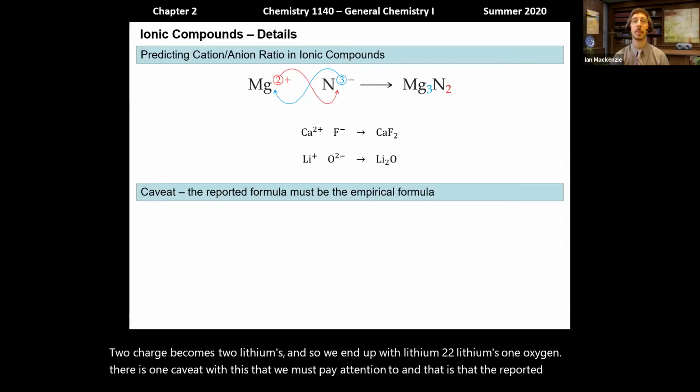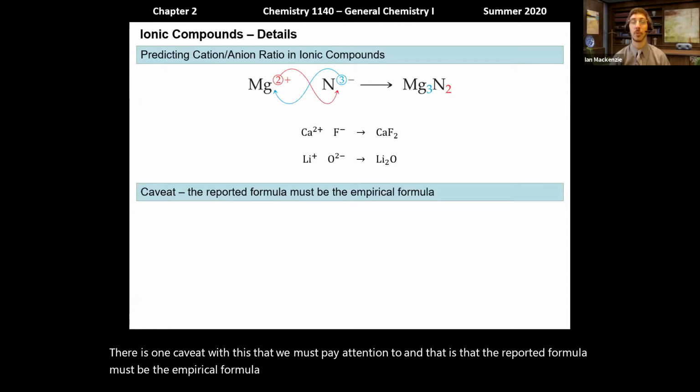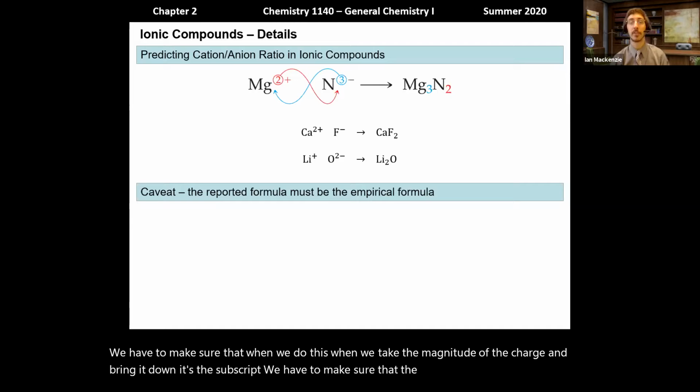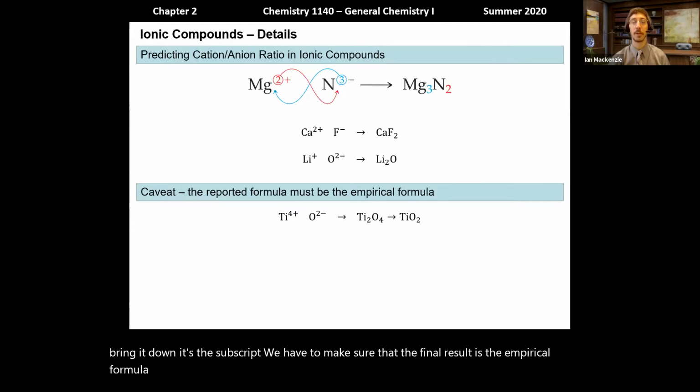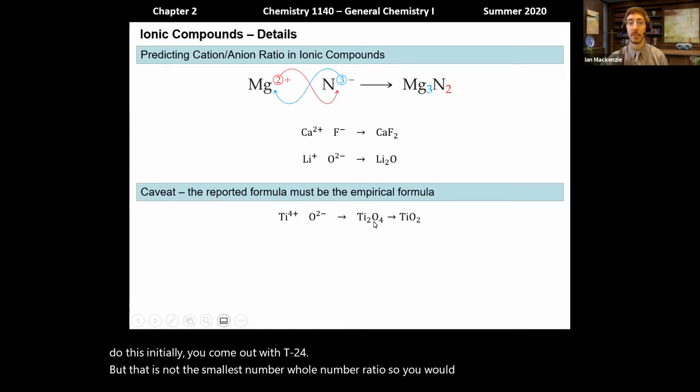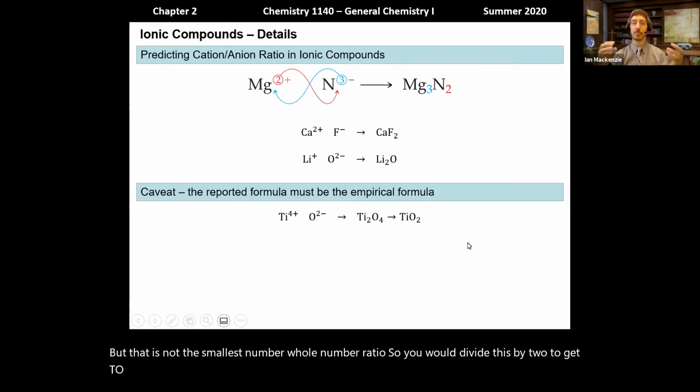There is one caveat with this that we must pay attention to, and that is that the reported formula must be the empirical formula. Because ionic compounds don't exist as molecular formulas, they exist only with empirical formulas. We have to make sure that when we take the magnitude of the charge and bring it down as a subscript, the final result is the empirical formula. An example here would be something like titanium 4+ with oxygen 2-. If you do this initially, you come out with Ti2O4, but that is not the smallest whole number ratio. So you would divide this by 2 to get TiO2 as the empirical formula for the compound.